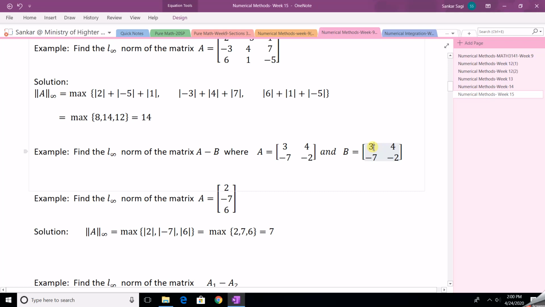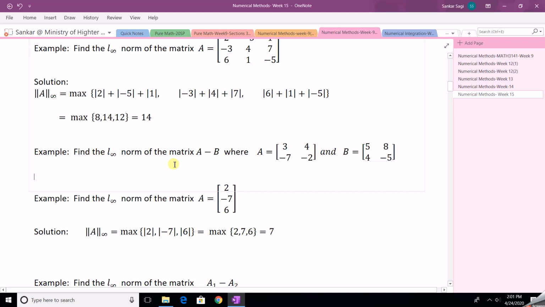Let us take 5, 4, 5, and 8. Okay, you can try to do this one.